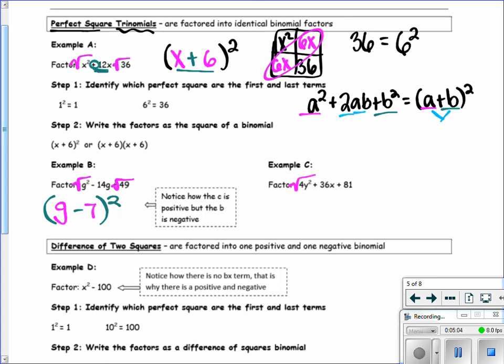Can we take the square root of, what's the square root of 4y squared? This should be a y. Sorry. What about the last term? Is that a perfect square? Yeah. What's the square root of it? Okay. Now if we multiply those numbers together, 2y and 9, it's 18y. And so if we double 18y, what does that give you? Does that match our middle term?